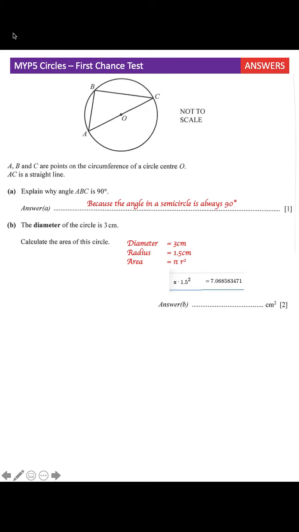In fact, this whole document, I just took the original PDF file, screen grabbed it and pasted it into PowerPoint. And then this is just made from PowerPoint because I couldn't write in the original PDF document. So just for information there. Rounding to a sensible degree of accuracy, that's 7.07 centimeters squared.